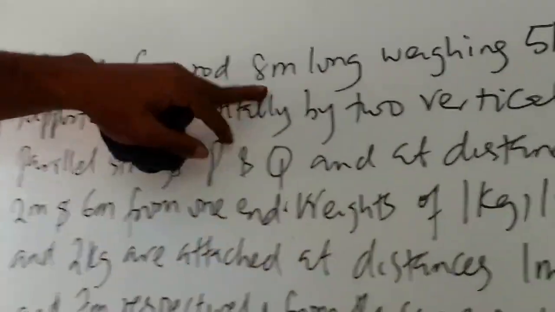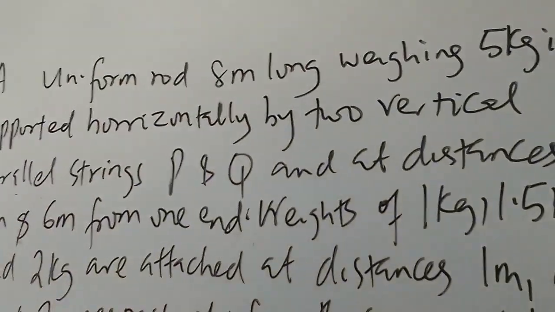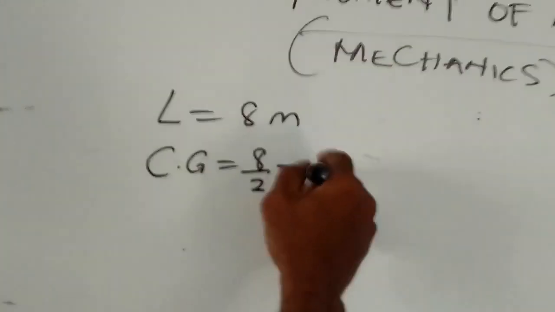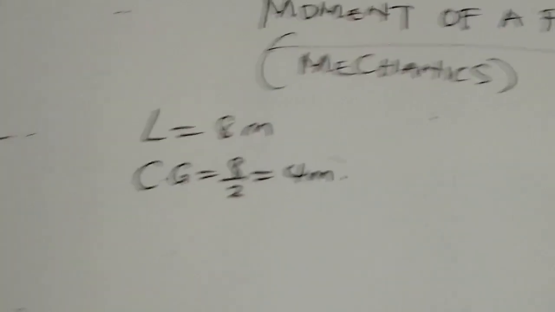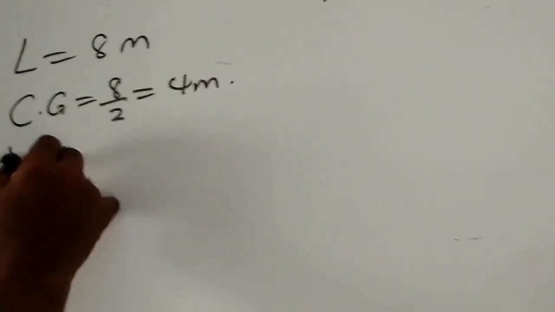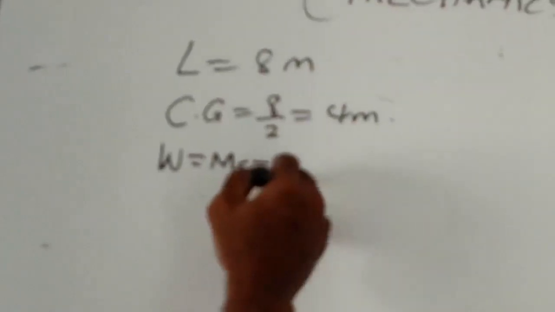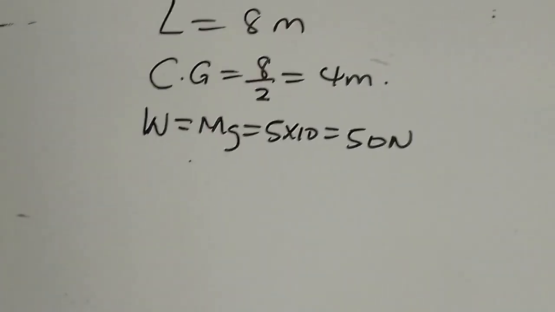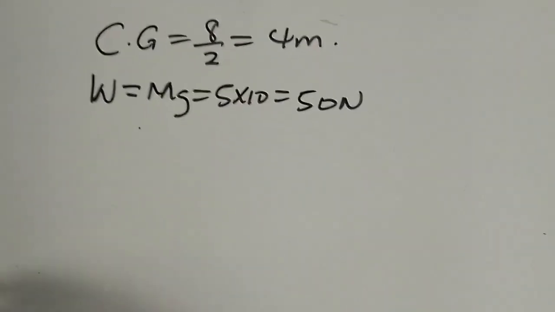So let's look at this problem and then draw the force diagram. The rod's length is 8 meters, and it's a uniform rod. So since the length is 8 meters, the center of gravity will be at 8 over 2, that is half of it, 4 meters, since it is uniform material. And the weight is 5 kg. Convert it to newton: 5 times 10 is 50 newton, taking 10 as the acceleration due to gravity. So let's draw the force diagram.